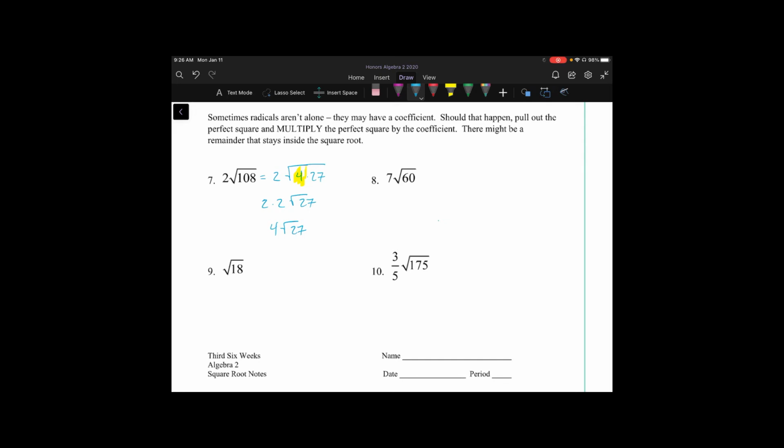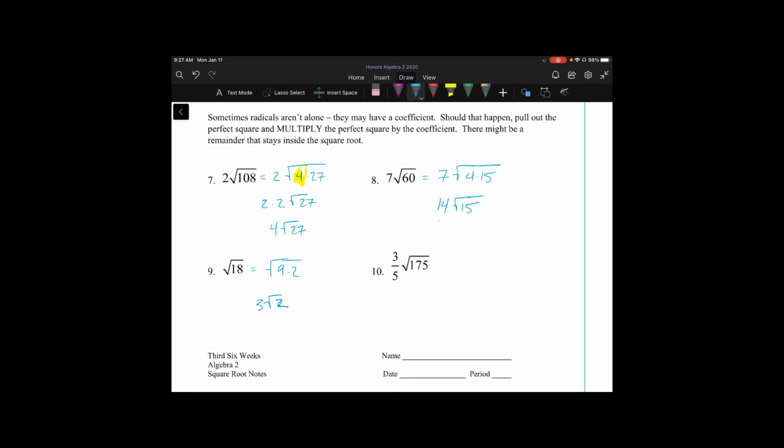So let's take a look at the 7 roots of 60. So I've got 7 times the square root, and 60 is 4 times 15. 4 is my perfect square, so that comes out as a 2. 2 times 7 is going to be 14, and the 15 stays in the house like that. Let's see, 18 is 9 times 2. Square root of 9 times 2. Square root of 9 is 3. So we get 3 roots of 2.